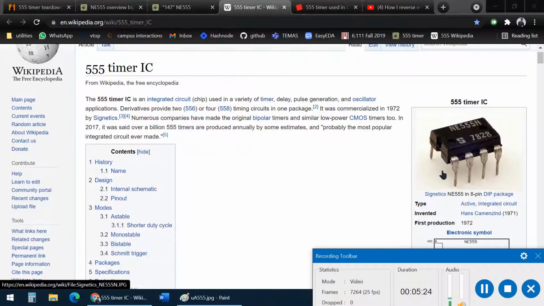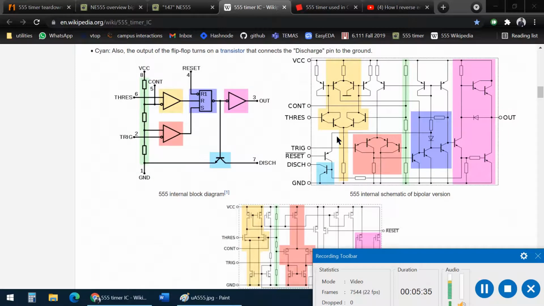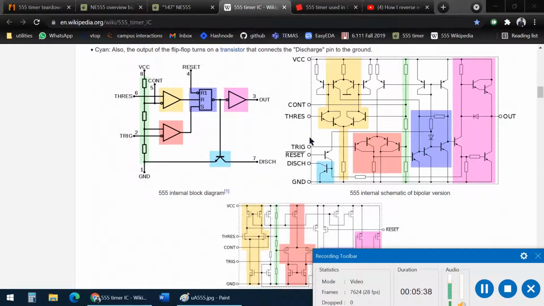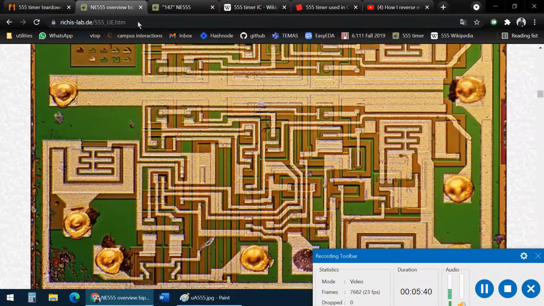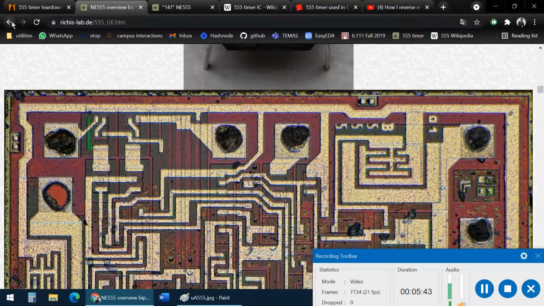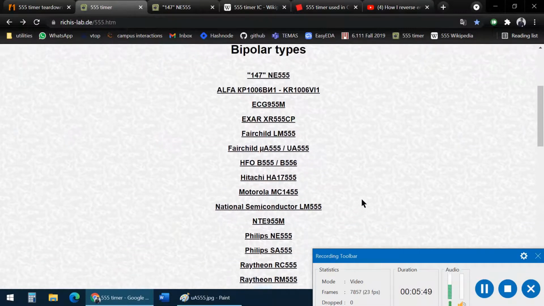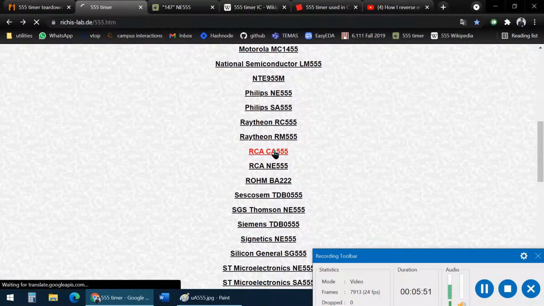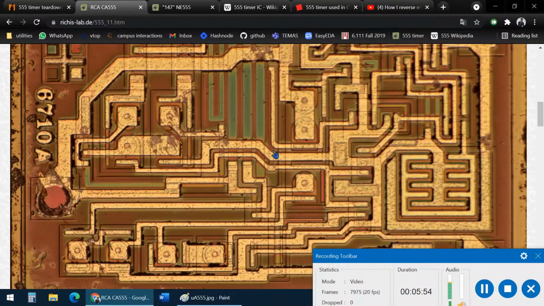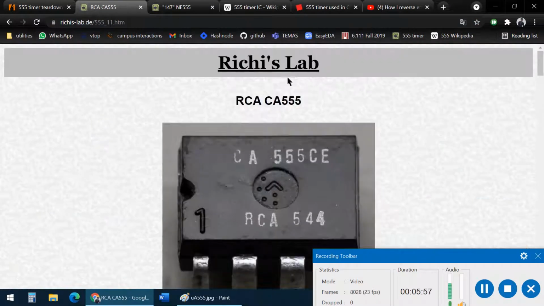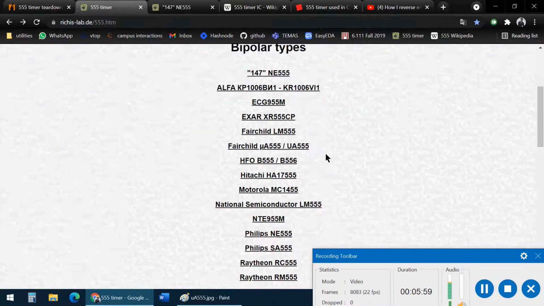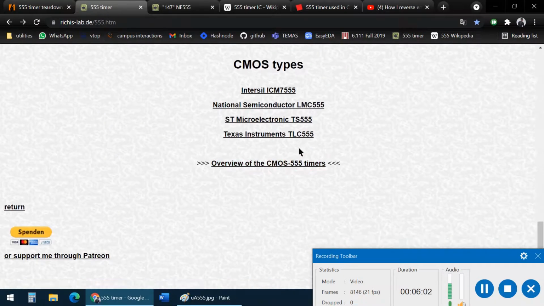So we use this 555 timer or other ICs like this pretty often in electronics. So I'm just using the 555 as it's very popular and there's a lot of documentation on it. So this, I would say, is my biggest resource. This is a site called Richie's Lab where he has many 555 timers which he has taken apart, decapped, and taken high quality images of. So this is one. There's many. There's quite a few bipolar types as well as CMOS types.